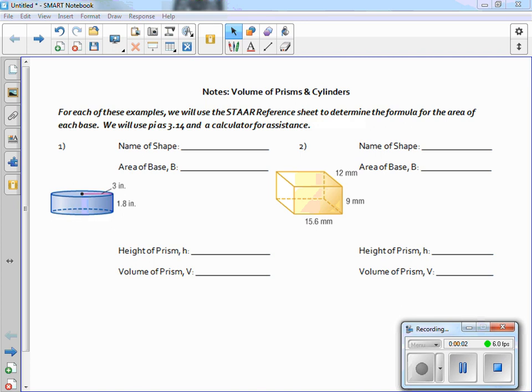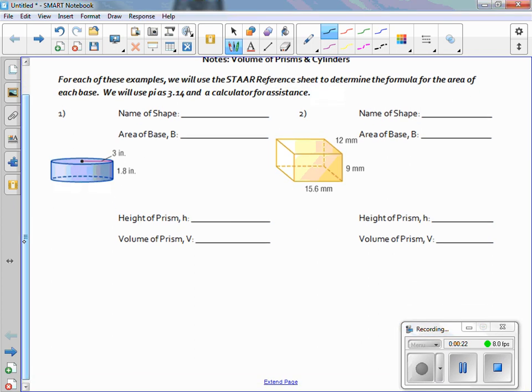Right, so these notes are to help those of you who feel like you need a little bit of extra help with finding volume of prisms, both rectangular and triangular, and cylinders. For each of these examples, we're going to use the STAR reference sheet to determine the formula for the area of each base. And we're going to use pi as 3.14 and a calculator for assistance, since some of these numbers are kind of nasty.